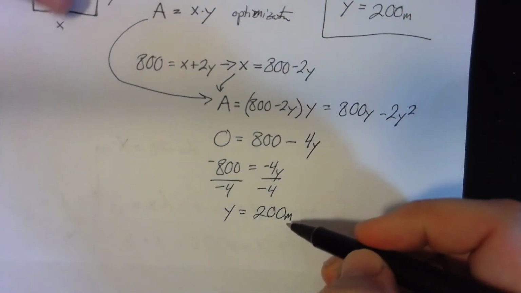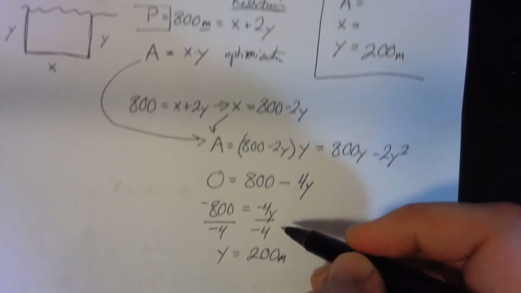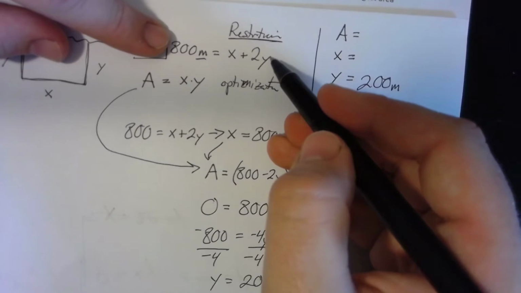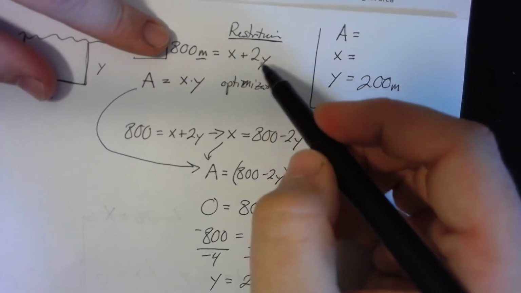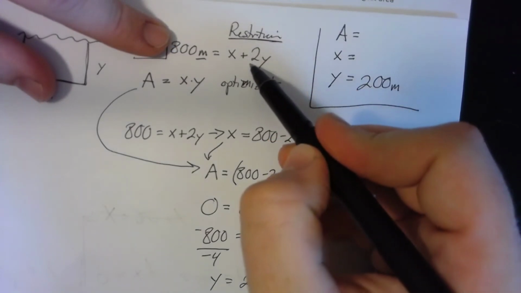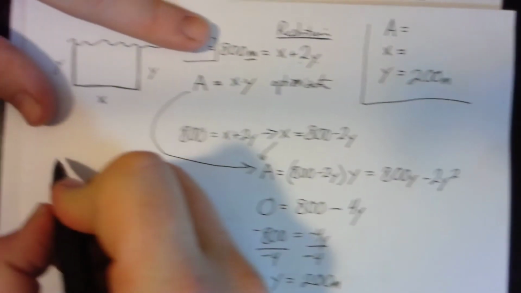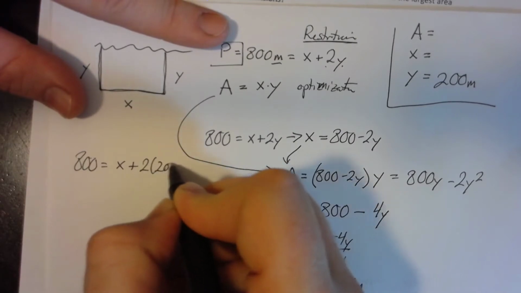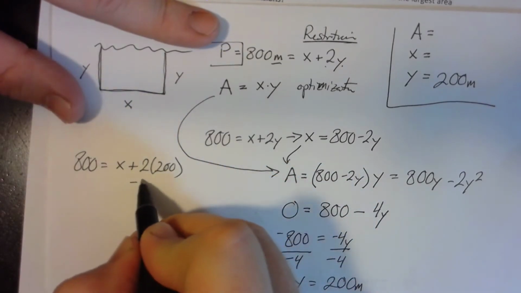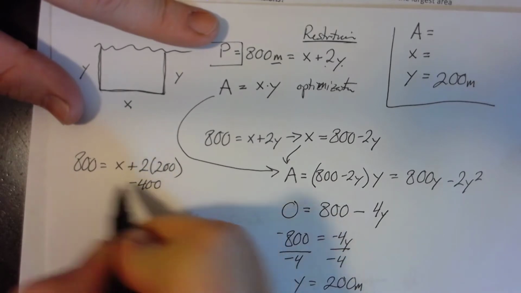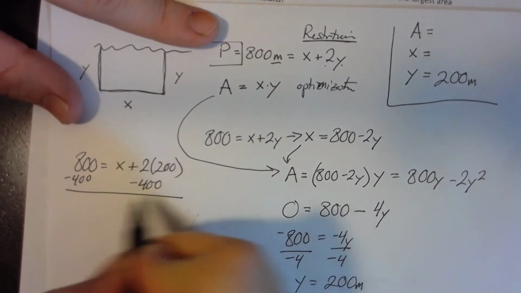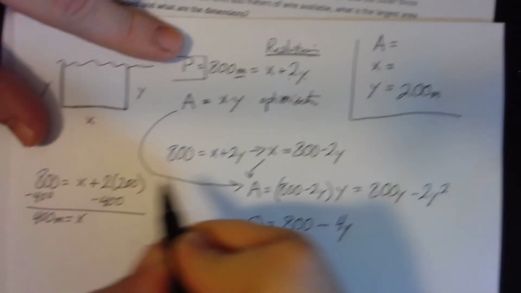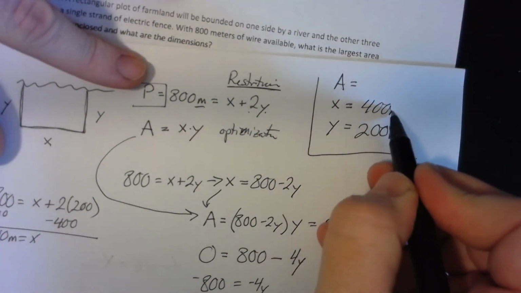After I've found y, the way that we're going to find x is by taking this y value and plugging it back into the original restriction equation. So when I plug 200 back into here, I have 800 equals x plus 2 times 200. Solving this equation, I'll subtract 400 from both sides because 2 times 200 is 400. I will get x equals 400. So this provides me 400 meters, and that's my answer for this piece.